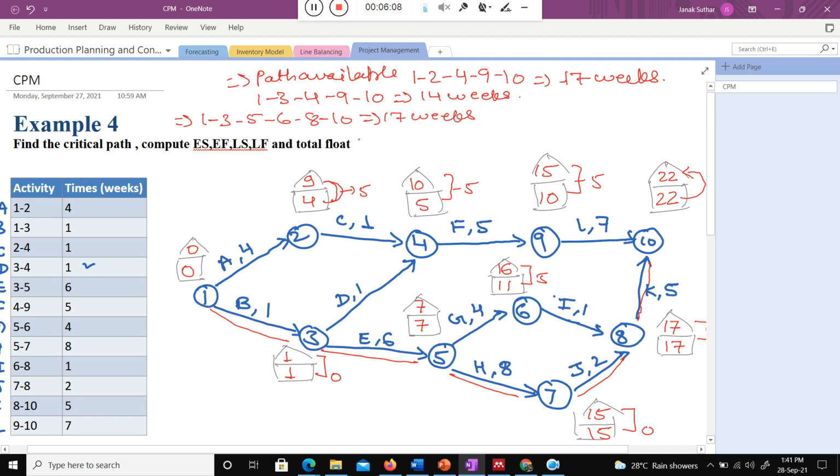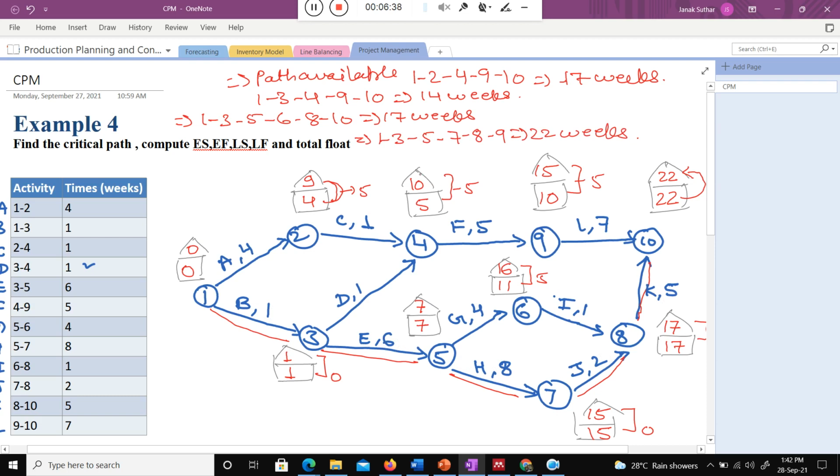Okay, now there is one more path available, that is the 1 to 3, 3 to 5, 5 to 7, 7 to 8, 8 to 9. Okay, so if I add all this time duration, 1 plus 6 plus 8 plus 2 plus 5 is equal to 22 weeks. Okay, these are all the paths available.